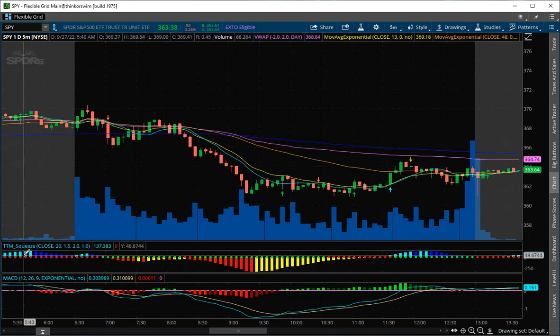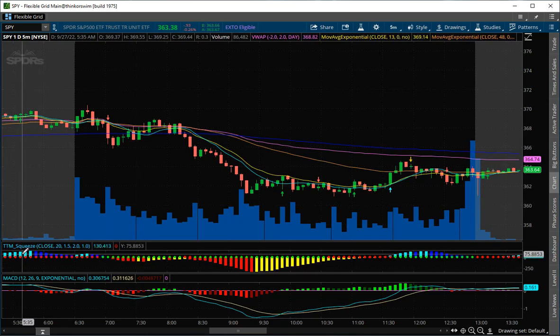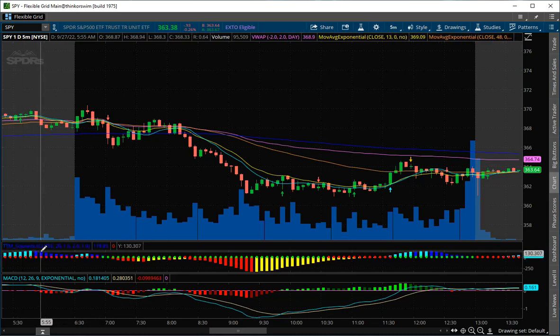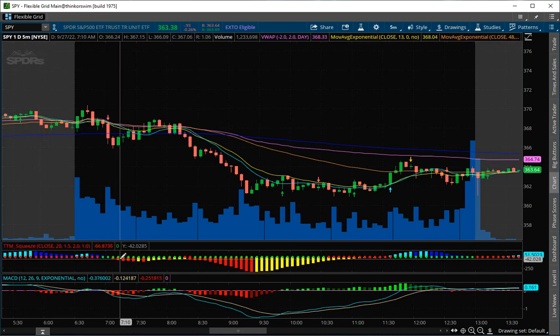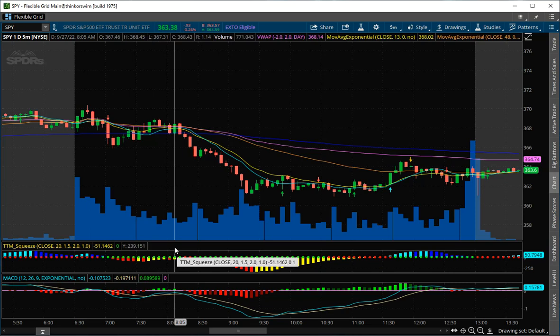Now, as you can tell, TTM squeeze has baby blue lines, dark blue lines, dark red lines, and yellow. Okay, what that means is the baby blue means there's strong bullish sentiment. Dark blue means it's weakening, right? Dark red means there's strong bearish sentiment. Yellow means it's weakening, starting to curl up.